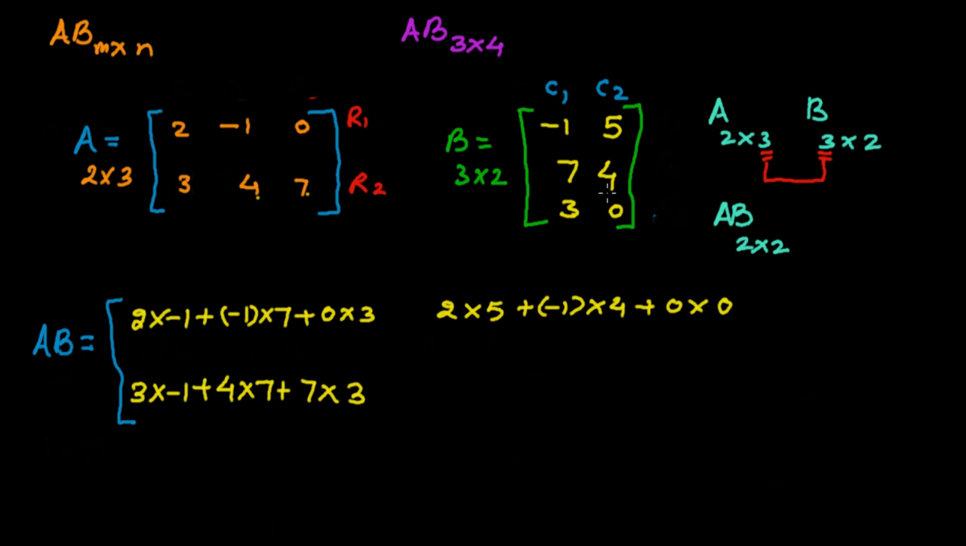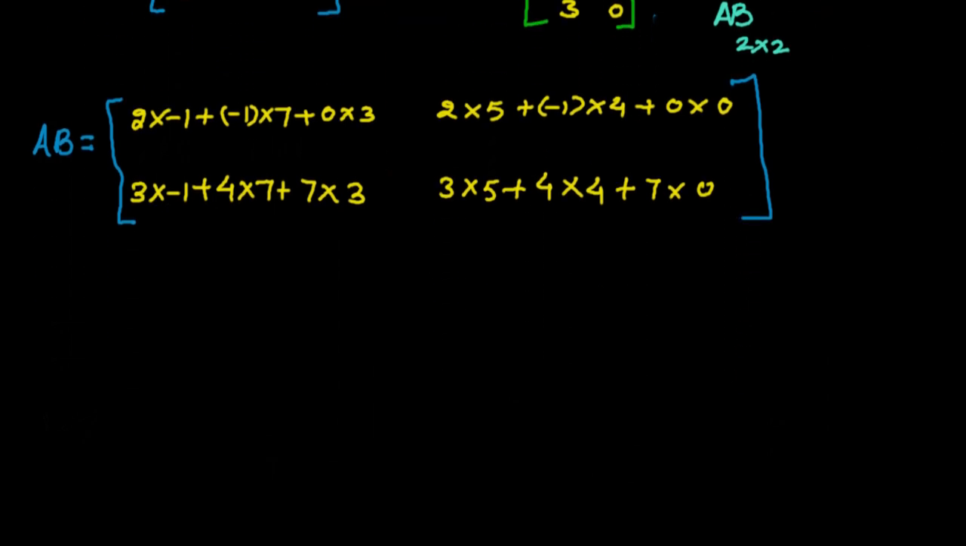The same way we have to do with the second row and second column here. So 3 multiplied by 5 plus 4 multiplied by 4 plus 7 multiplied by 0. So this we get here, you see here 3 with 5, 4 with 4, 7 with 0, we have multiplied. Now we simplify this.